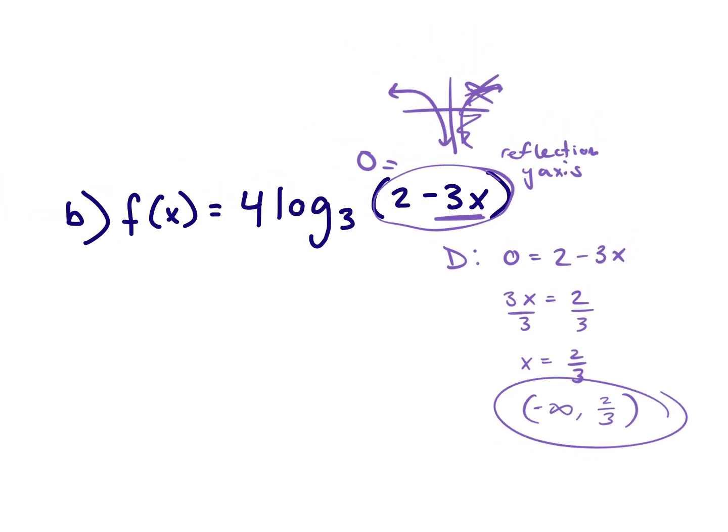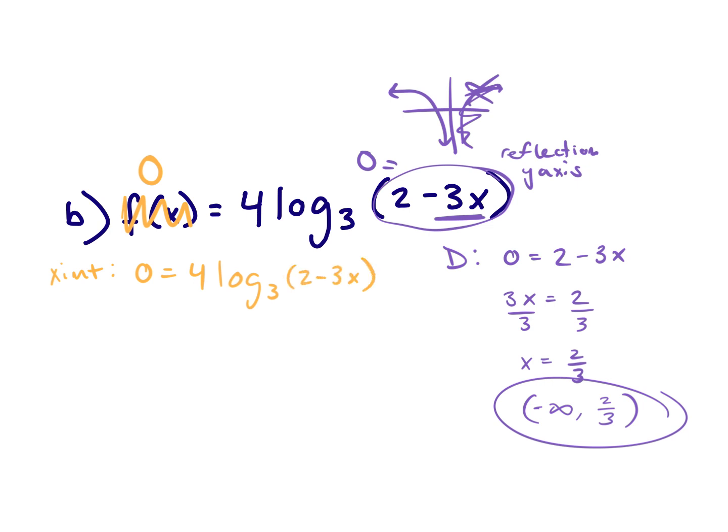And then to find our x-intercept, we do the same thing we did in the last one, make the y 0. So 0 equals 4 log base 3 of 2 minus 3x.